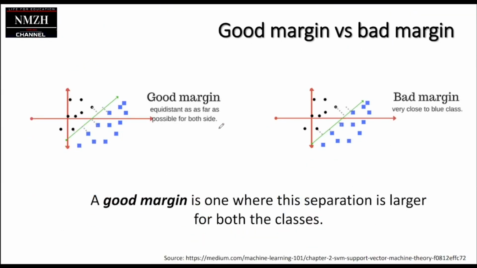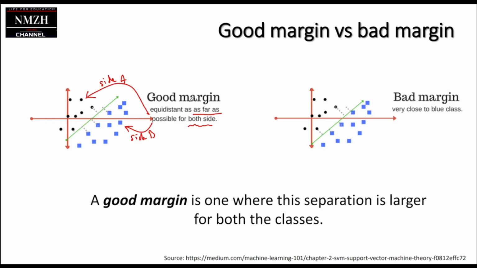Okay, so good margin and bad margin, from our vision perspective, we could say that the good margin is having as far as possible for both sides. So this one is the keyword. Both sides means this and this. So this one is side A, for example, and this one is side B. So the length over here is as far as possible, right?